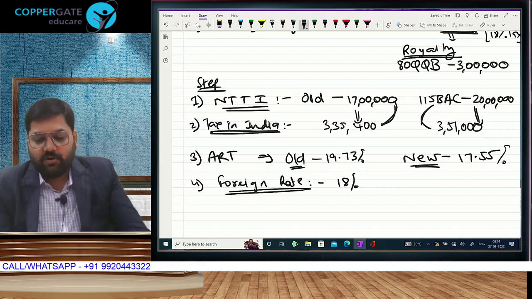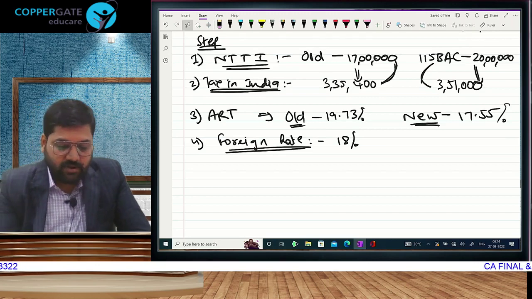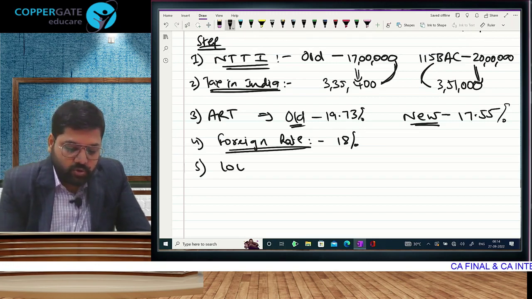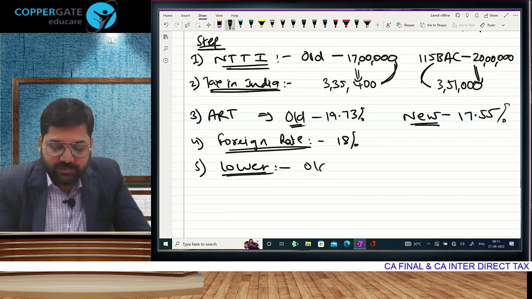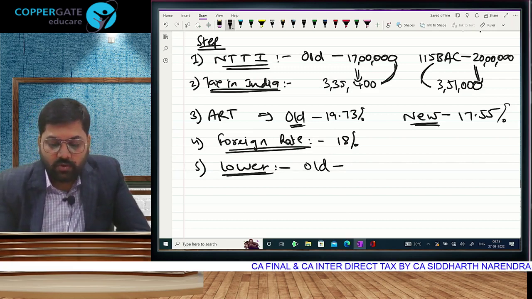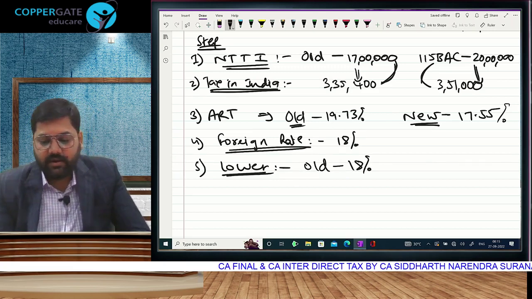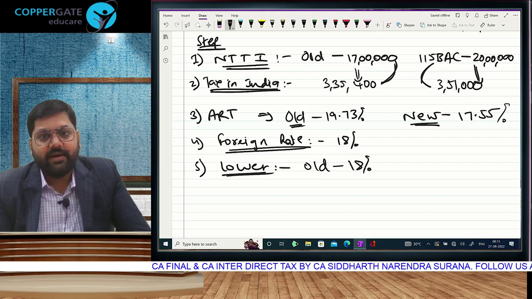And here comes our logic. India's tax or foreign tax, whichever is lower. Indian tax or foreign tax, whichever is lower. Correct? What is lower? When we choose lower also, we will have to choose regime by regime. If I observe the old regime, Indian tax is 19.73, but foreign is 18. So what is lower of the two? So I get relief at 18%. Correct?